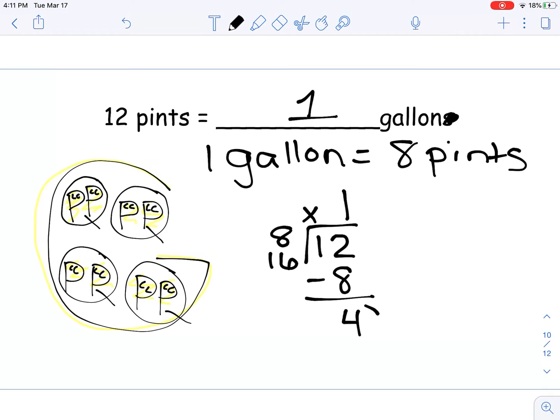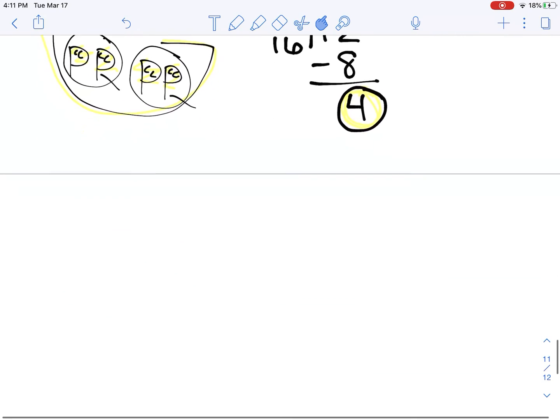So this tells me I can get 1 gallon. And here's what we're talking about, these remainders. 4 left over. So that means after I make 1 gallon, I have 4 pints left because I don't have enough to make another gallon. These are the remainder ones. I'm going to do another one of these and we're going to walk through it now.